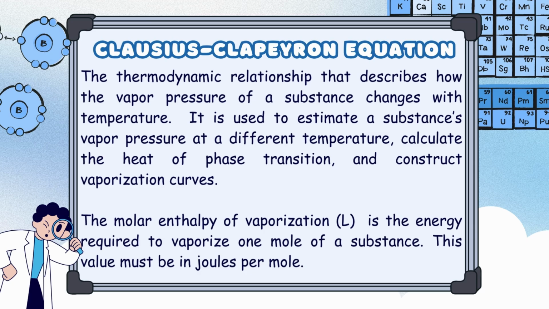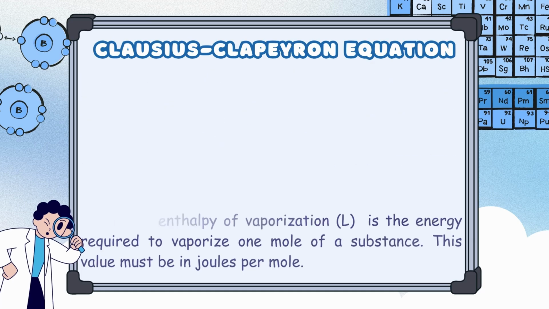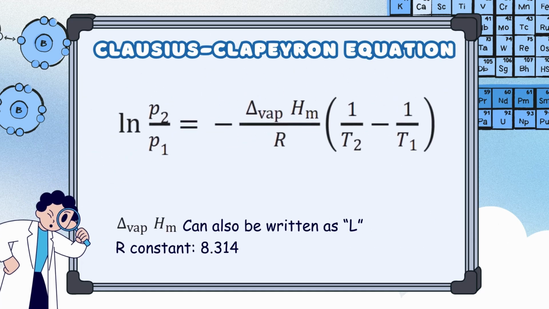So the molar enthalpy of vaporization, or letter L, capital L, is the energy required to vaporize 1 mole of a substance. This value must be in joules per mole. So this will be the formula for the Clausius-Clapeyron equation.